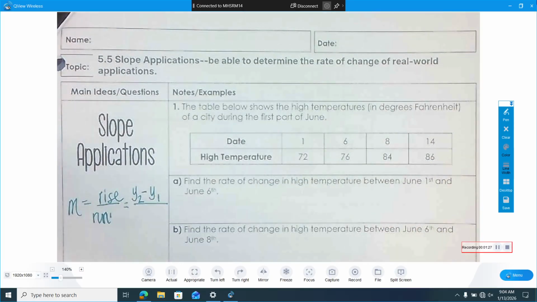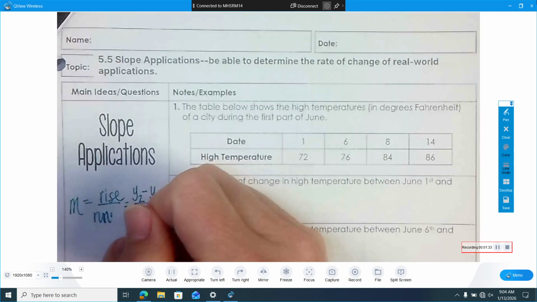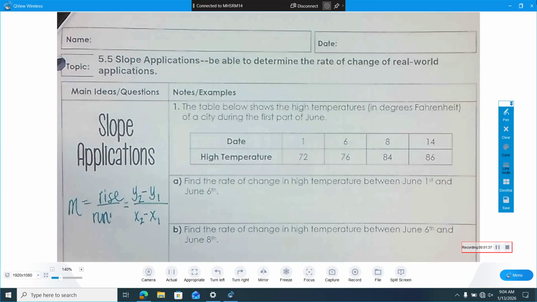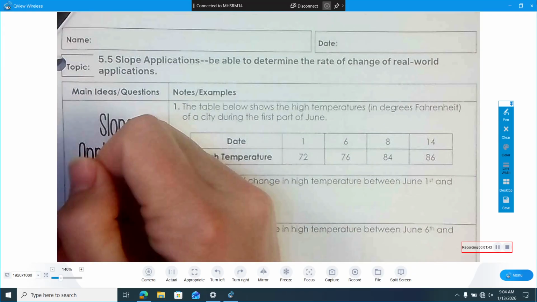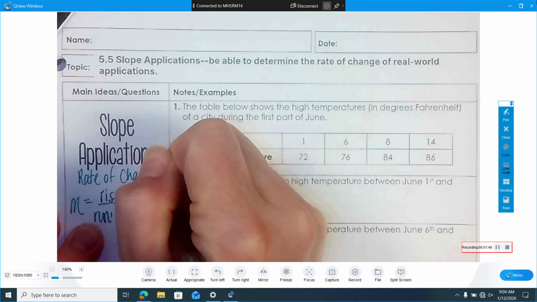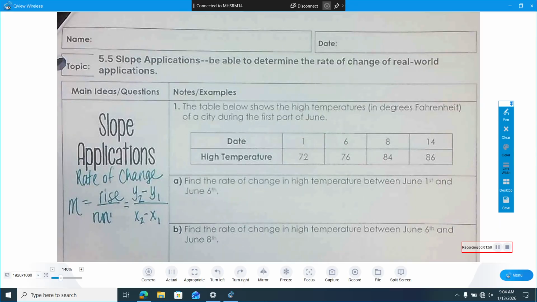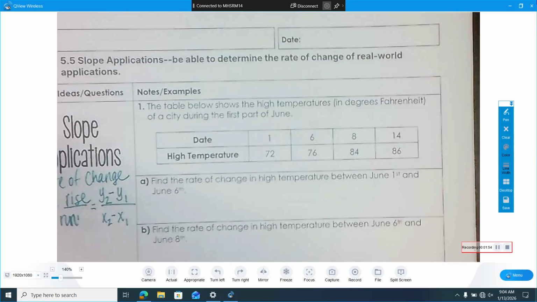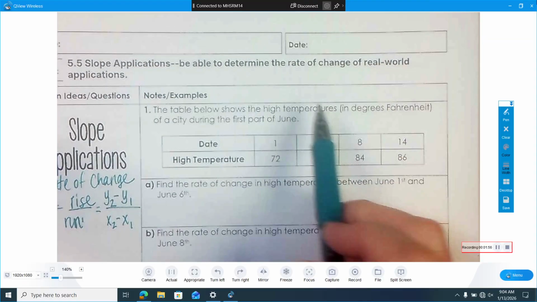And then to get the run, that's that horizontal piece, just like that horizontal axis, our x-axis, so we can subtract our x values, x2 minus x1. That's what we did the last couple of days, and that's just looking at slope, which is also rate of change. So these all mean the same thing, and we have a couple of ways that we can do that. So we're going to keep talking about slope or rate of change.